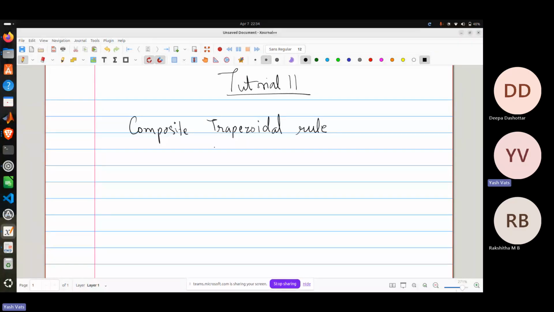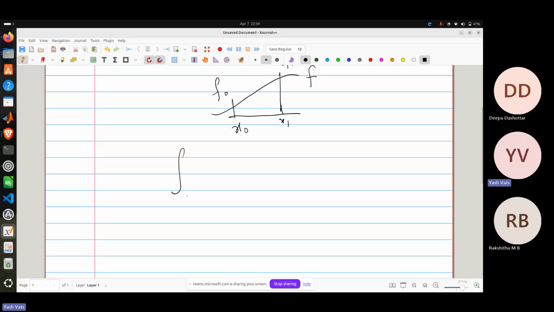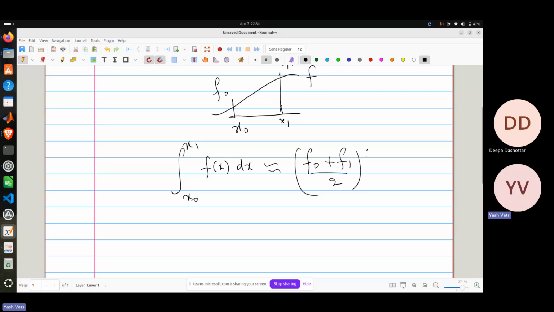Okay, so first of all, what is composite trapezoidal rule? If you are given some function f, then you are given some points x naught, x1, the value of the function is f naught, f1 at these points. Then the integration from x naught to x1, f(x) dx is approximated by (f naught plus f1) divided by 2 into (x1 minus x naught), right? So that's the trapezoidal rule.